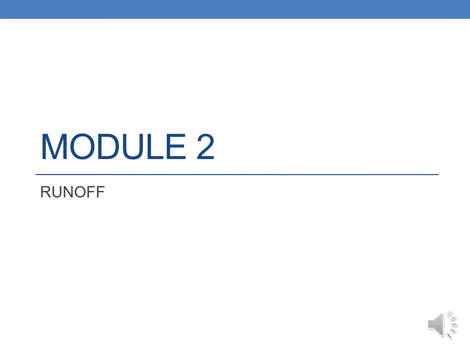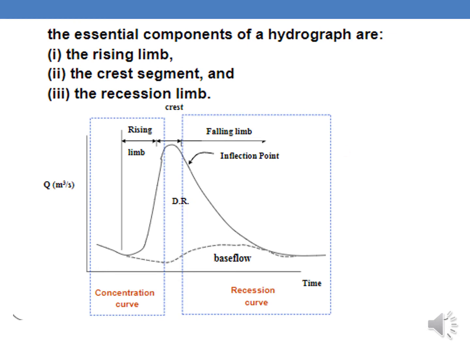Hello everyone, so let's discuss Module 2, runoff. What are the essential components of a hydrograph? It is the rising limb, the crest segment, and the recession limb. And it has a base flow. The base flow gives the flow that is already present in the river.